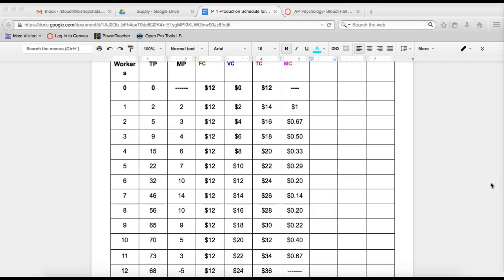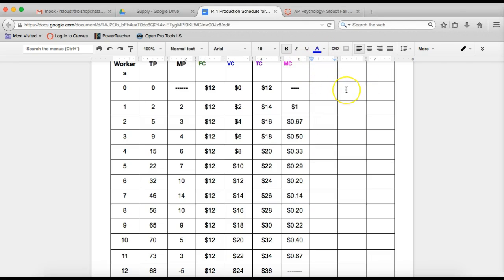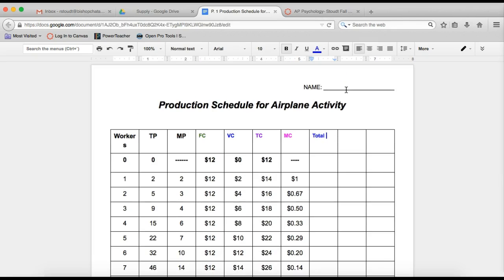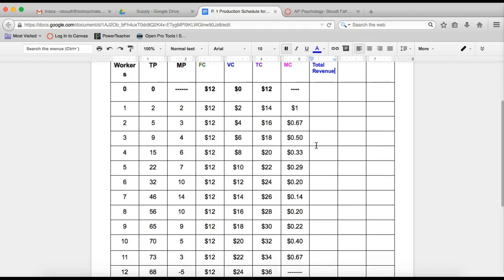All right, so we are going to add the last three columns here. The first column we're going to be adding is total revenue. Remember, we talked about total revenue when we talked about demand. You also saw total revenue when you were looking at the notes. Total revenue, remember, is how much you totally spend on a product at a particular price.